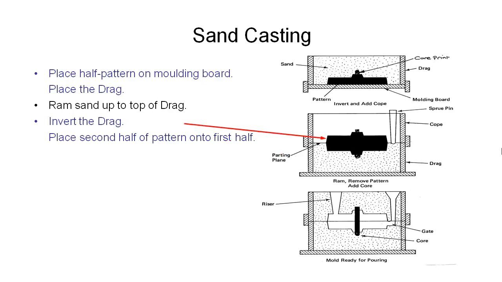And then once we've got the second half of our pattern in place, we can add on what we call the cope. So the cope is this piece that we've got here, which is another square box, which we put on top of the drag.